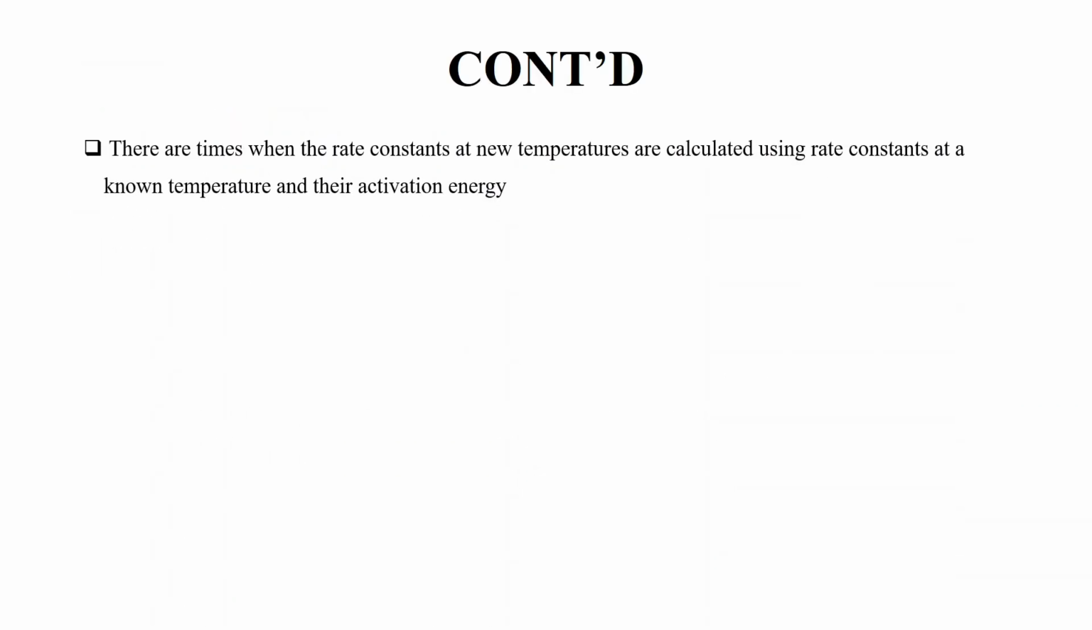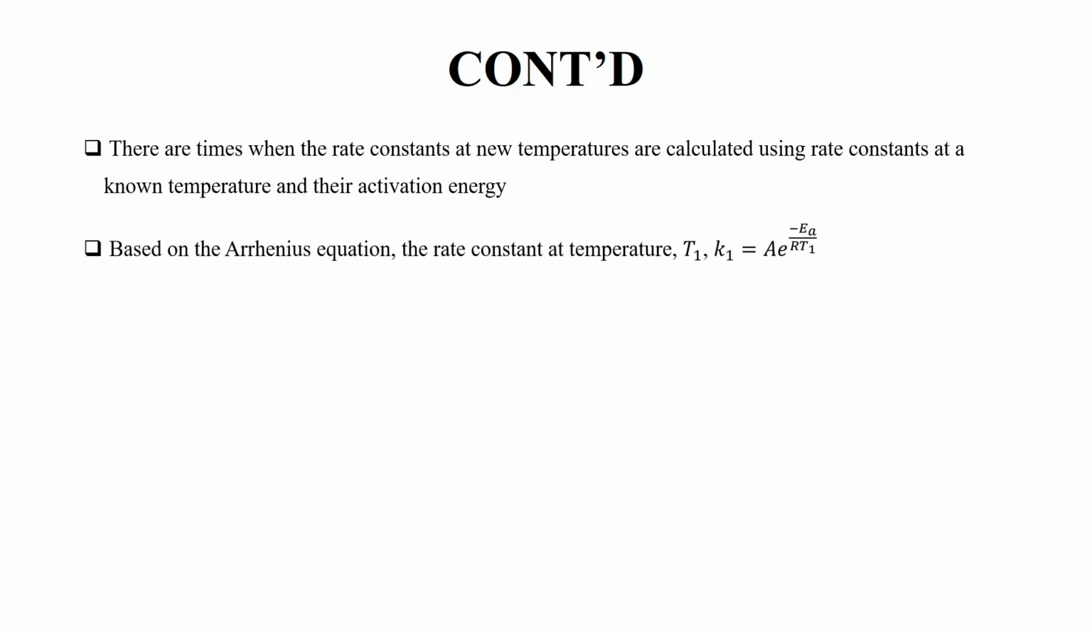Now, there are also times when the rate constant at a new temperature is calculated using the rate constant at a known temperature and the activation energy. So there are times that you might want to find the rate constant at a certain temperature, which we don't know, but we know the rate constant at a different temperature, and as well we know the activation energy of the reaction.